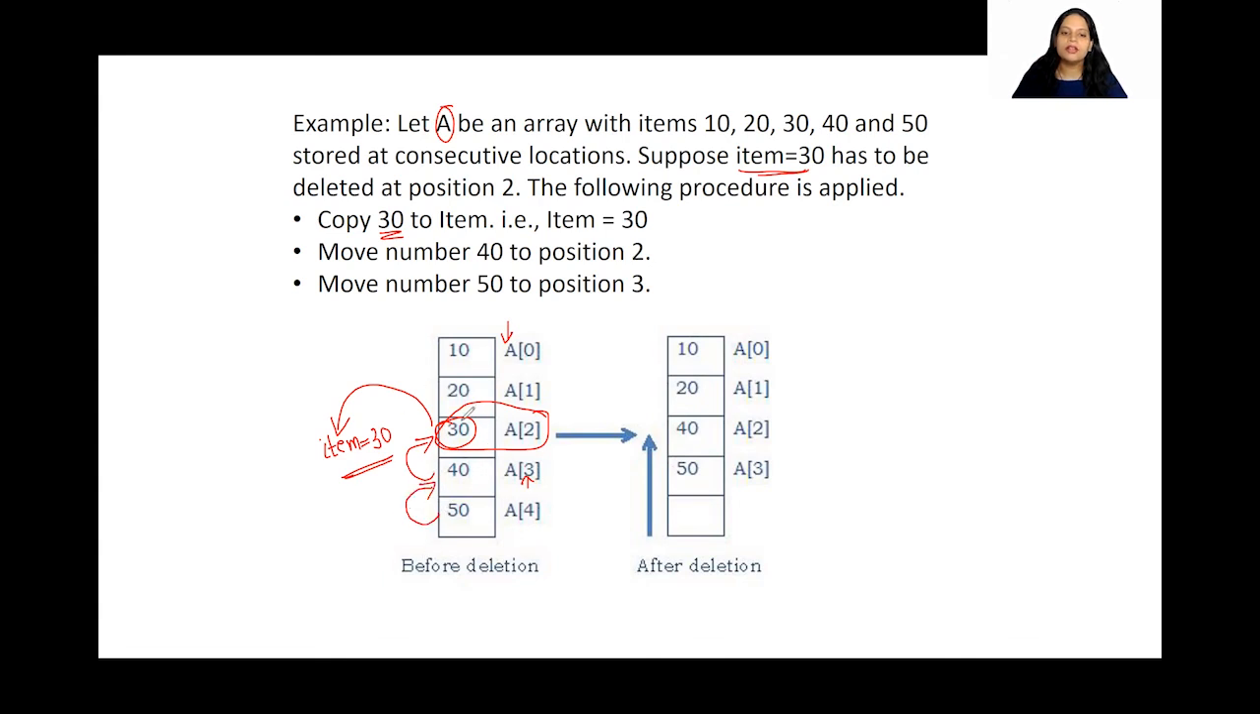So what happens now? Our new array looks something like this: 10, 20, 40, 50. So 30 I have removed. If you want to use that deleted element, it is available in the variable named item. I hope this is clear.